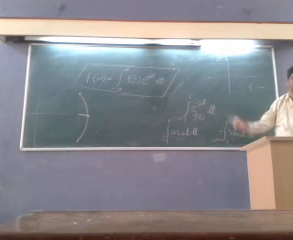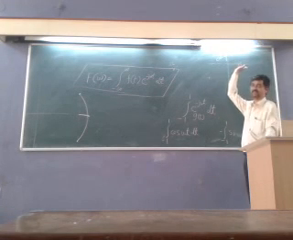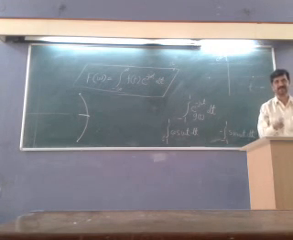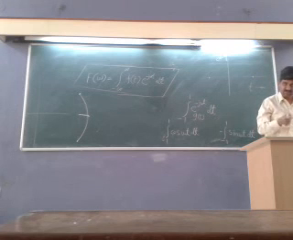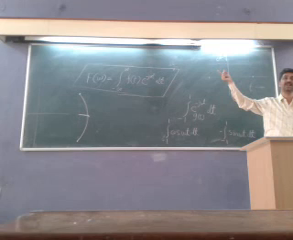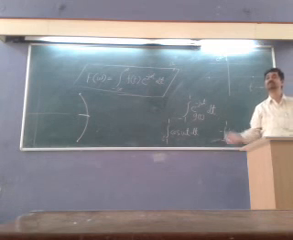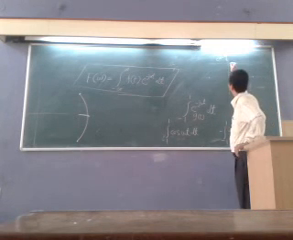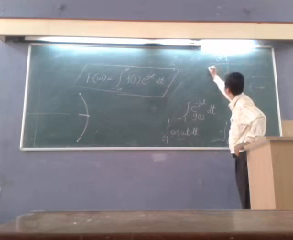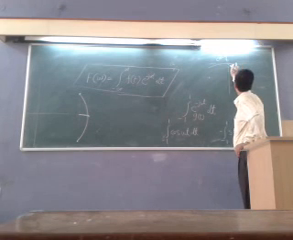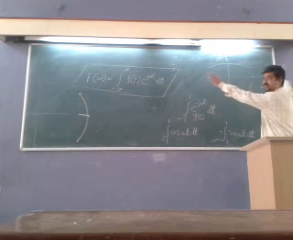When omega is 0, cos omega t is 1. When omega becomes just more than 0, how will the curve change? It will look like this. Omega very small means very small frequency, much larger period.